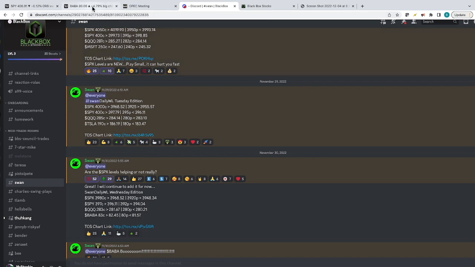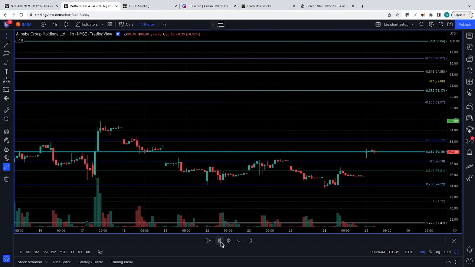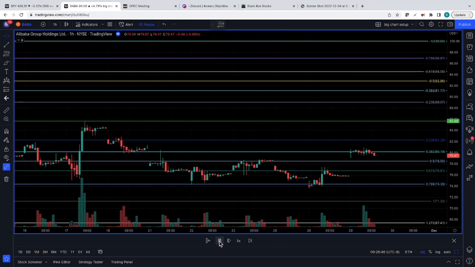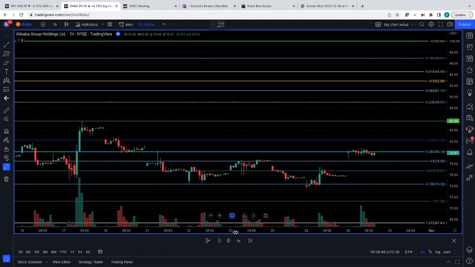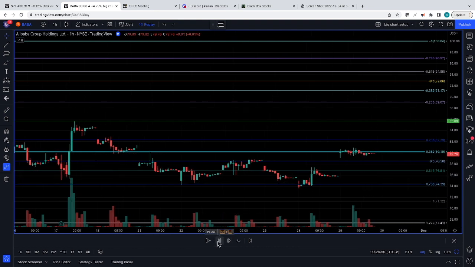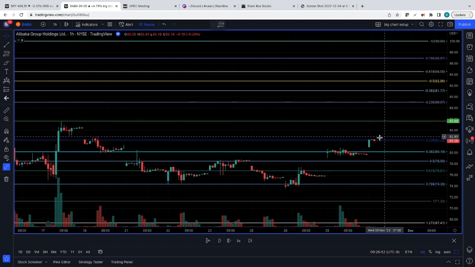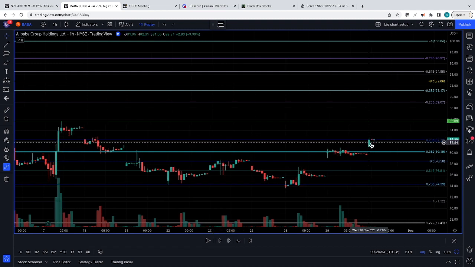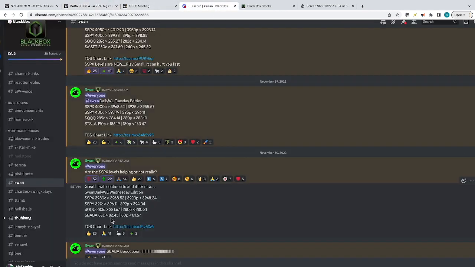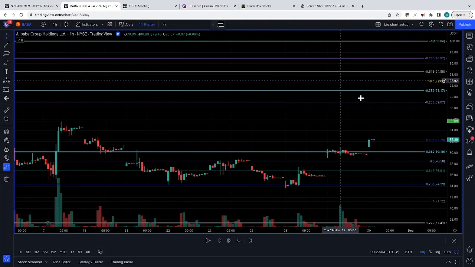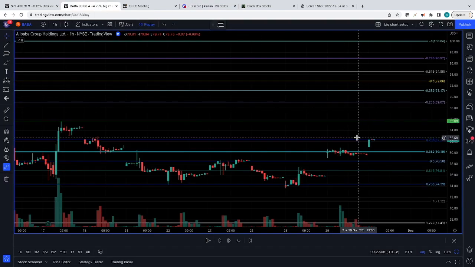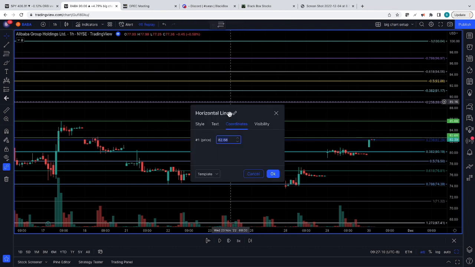So let's see if we can catch this chart up a bit. We're at the end of Tuesday the 29th. And then we had another jump up as we get into the beginning of Wednesday, where Swan actually had this one on his list. So let's check this out. 82.45 is going to be Swan's call trigger. I like to add those in green just as a visual reminder.